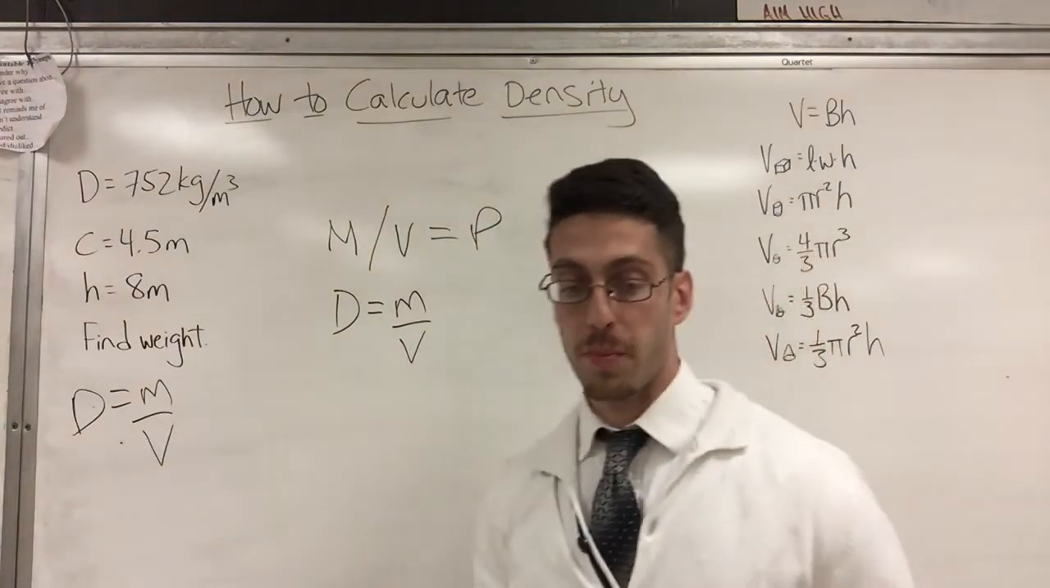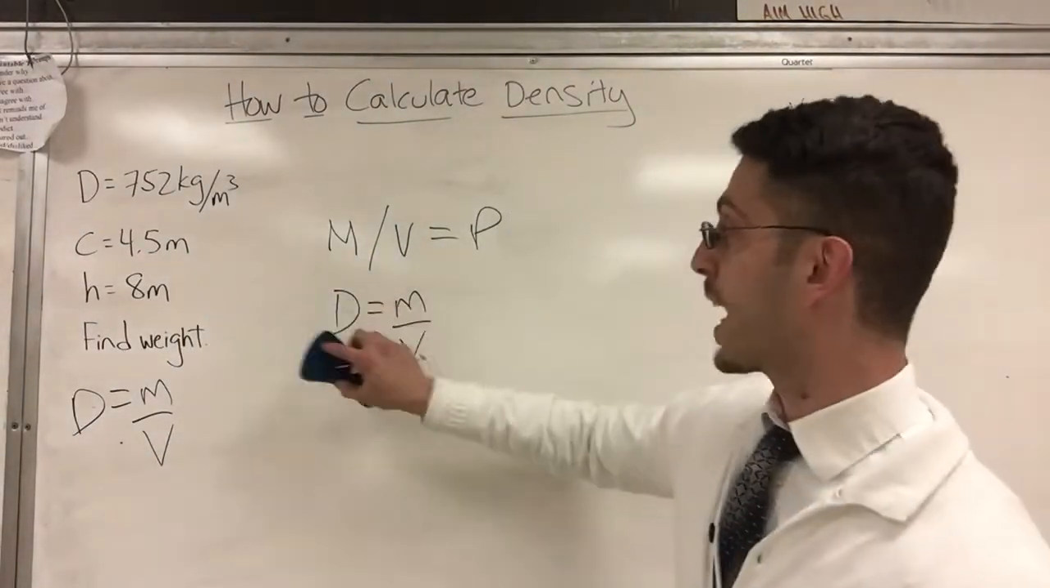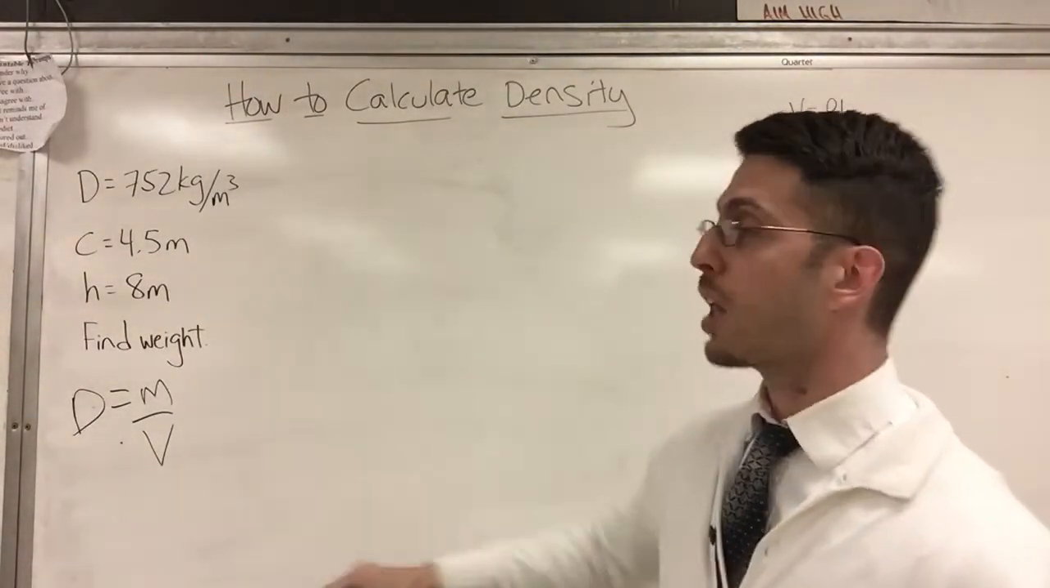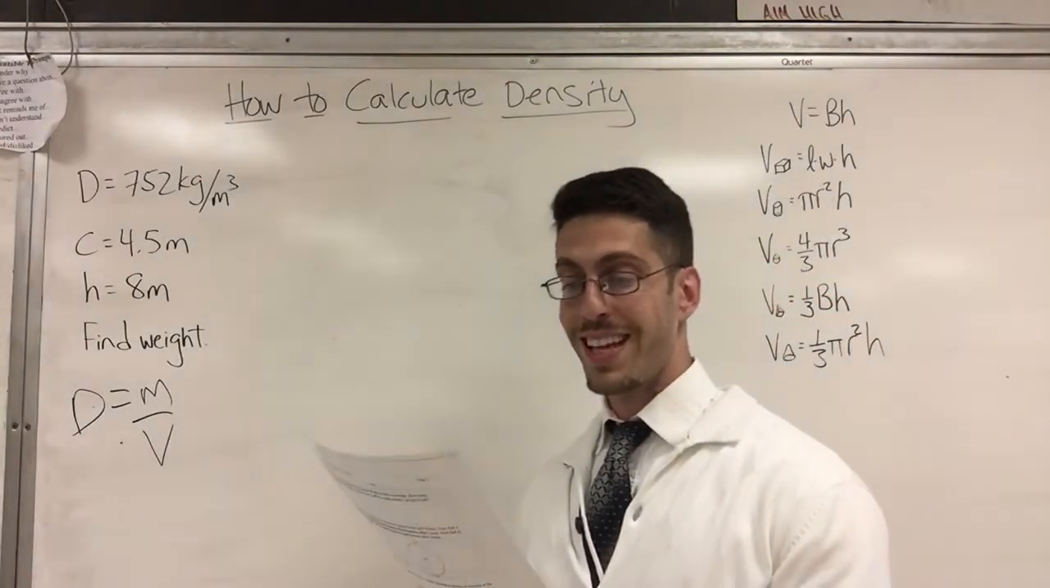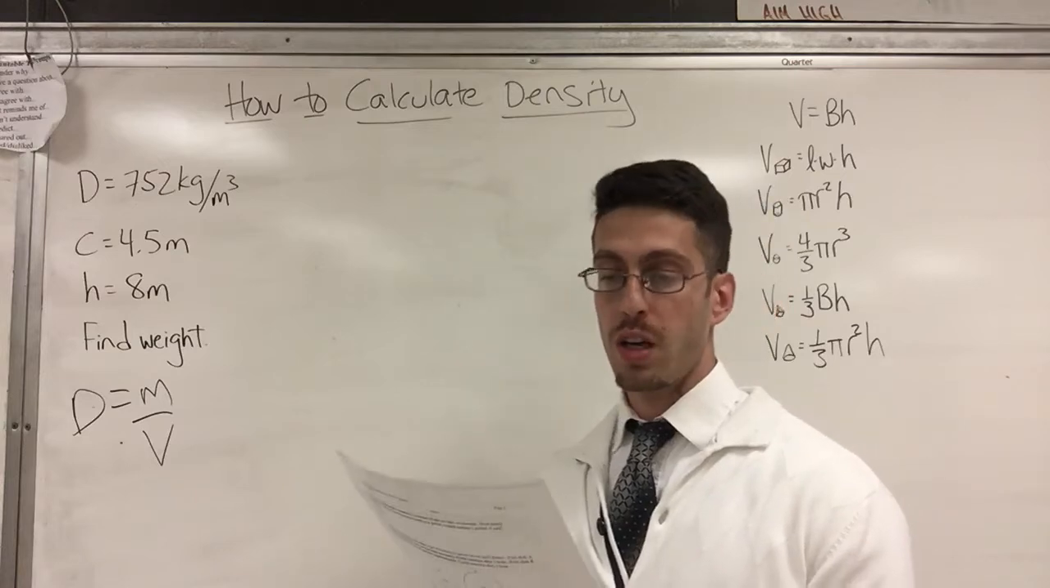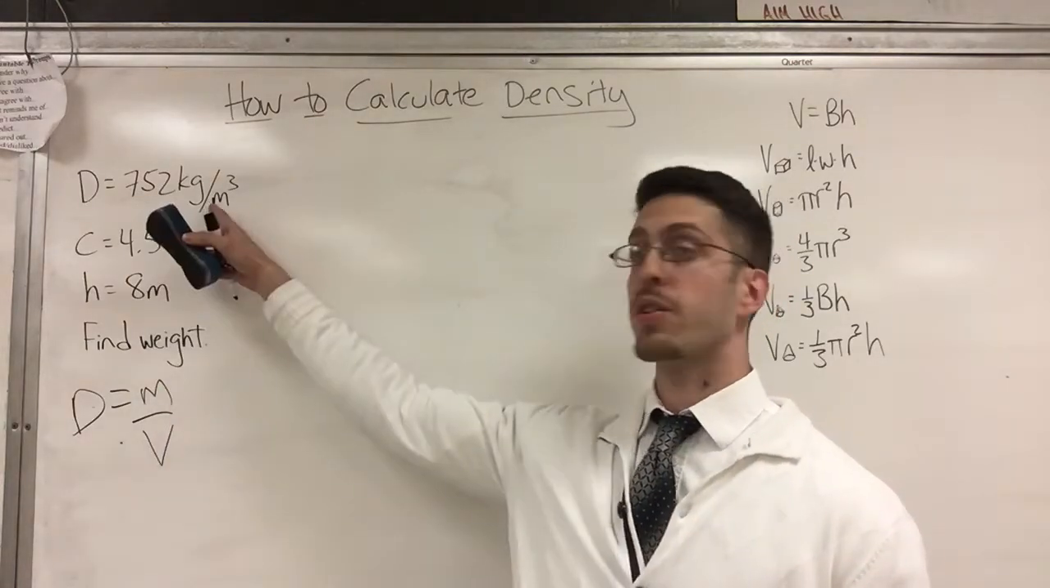Let me give you a specific example. Here's a word problem that's pretty popular. The idea is popular. They give you a lot of confusing information and you have to be able to break it down. So I'm going to read it to you. The density of an American white oak tree is 752 kilograms per cubic meter. I wrote that here. Here's my density.